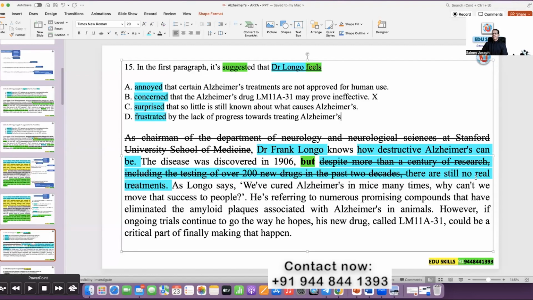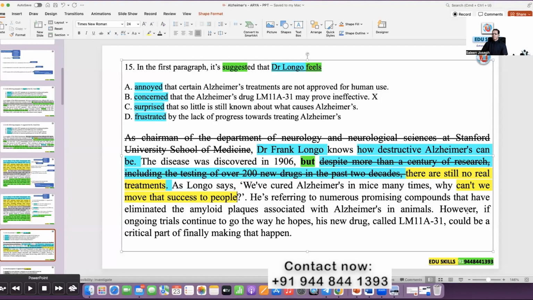There are still no treatments. No real treatment. What does it mean? Annoyed. Which emotion? Frustration. Again, frustration of lack of no real treatment, lack of progress. We have cured Alzheimer's in mice many times. Why can't we move that success to people? We have cured animals, mice, but we are not able to move it to people. We are not able to cure people. What is the emotion again? Frustration.